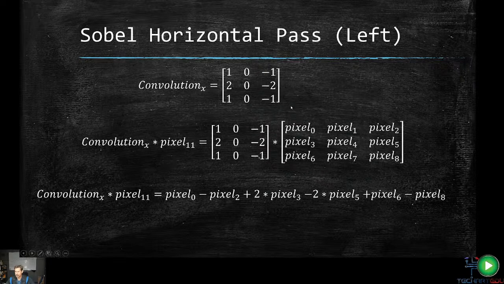Now, if we're dealing with the Sobel pass, let's suppose we're dealing with it from left to right. We're going to use this convolution filter, which is just a 3x3 filter. Notice that it's got values on the left side: 1, 2, 1. Nothing in the middle. And then on the right-hand side, it's got -1, -2, -1. What these do is identify and exaggerate the contrast between pixels.